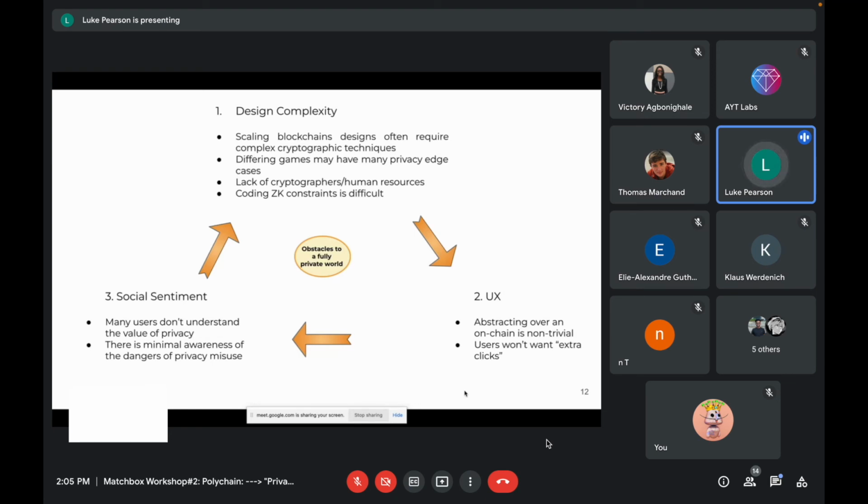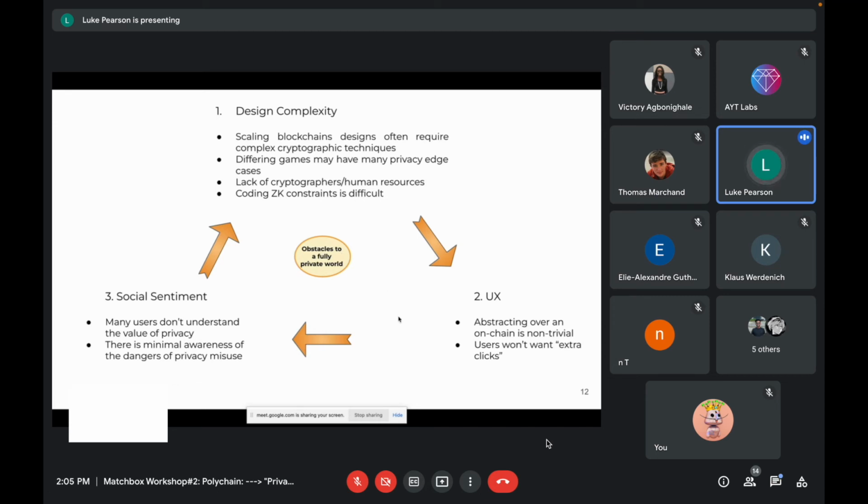So how to summarize what this is looking at? Obstacles to it seems to have been cut off. It says obstacles to a fully scalable and private world. Maybe it's outside this box, outside this oval, sorry. So this is supposed to say obstacles to a fully scalable and private world.